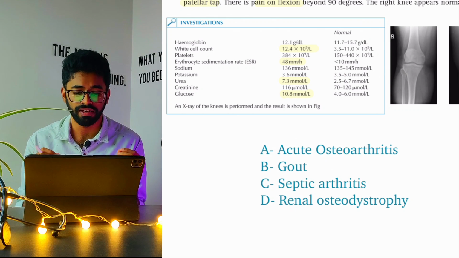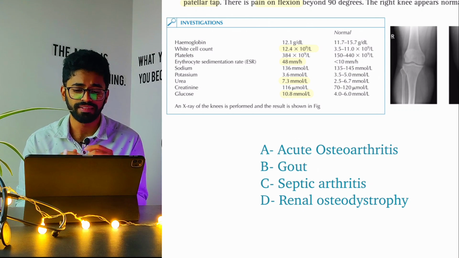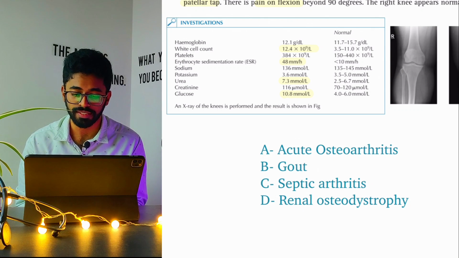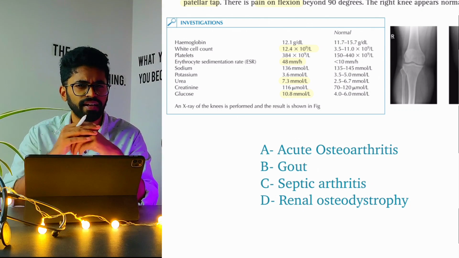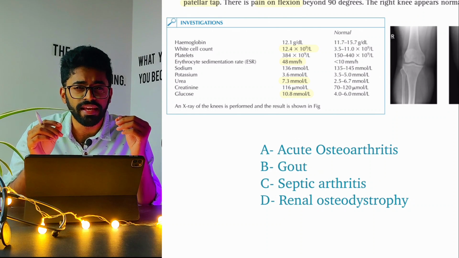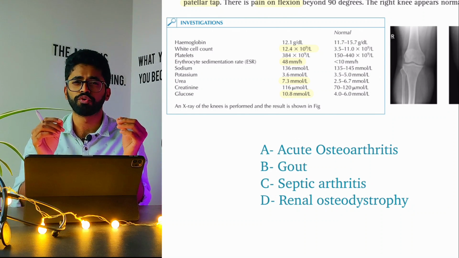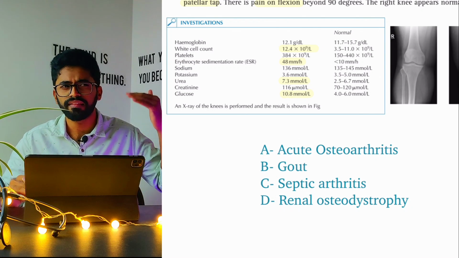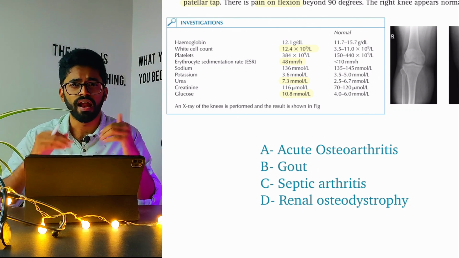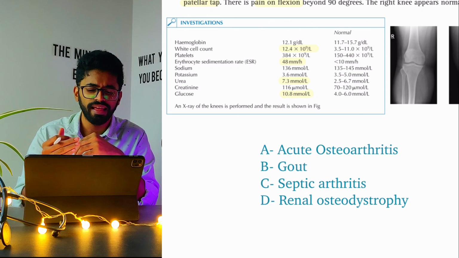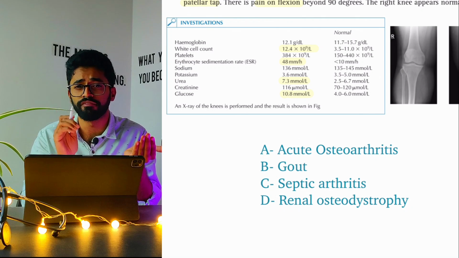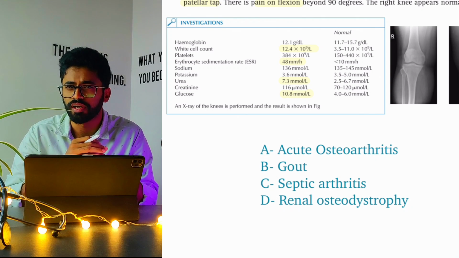Yes, they have given gout as option B, but they also gave acute osteoarthritis, septic arthritis and renal osteodystrophy. Can I tell you a point here? Options A and B will be a trap for you, created by the examiner. Why is it a trap? Because they have already mentioned osteoarthritis in the question, and now you might feel they have given acute osteoarthritis as an exaggeration, and you will definitely mark it.